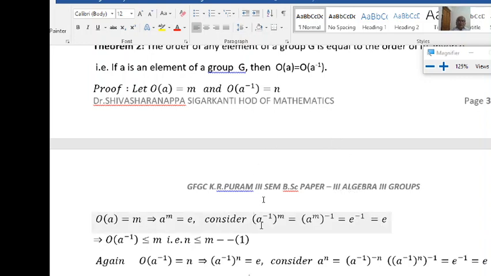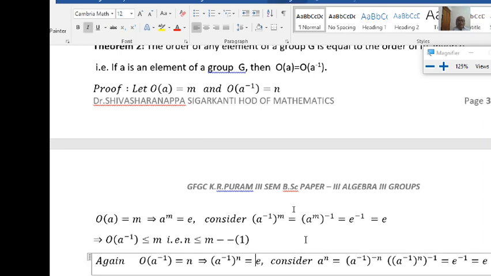What I am getting here is raising the power M to this element, that is A to the power of minus 1, I am getting this is equal to E. Okay. A inverse to the power of M equal to E means the order of A inverse must be less than or equal to M. So that is here order of A inverse is less than or equal to M. What is the order of A inverse? I have taken it as N. Okay. N is less than or equal to M. So I will take this as 1.